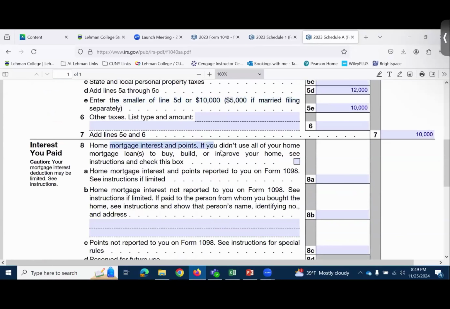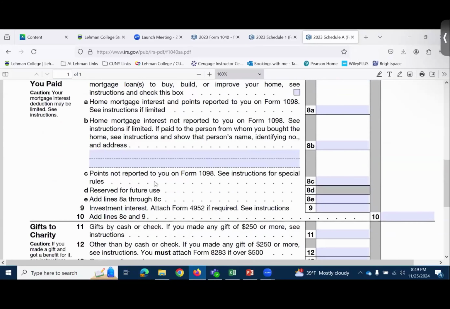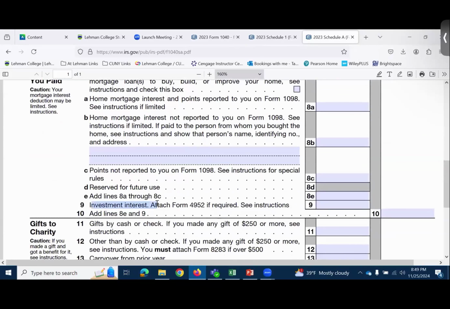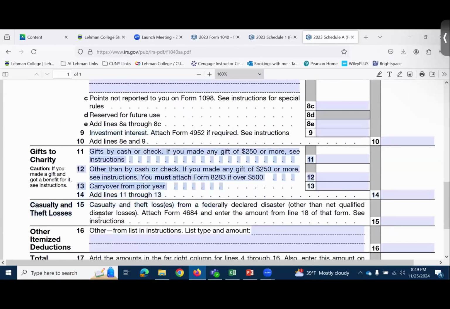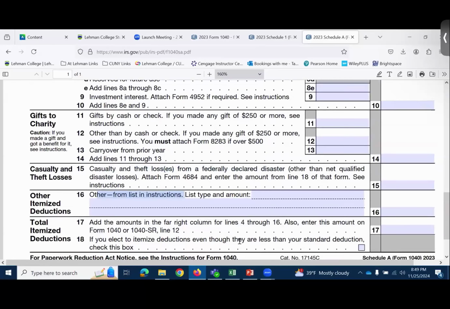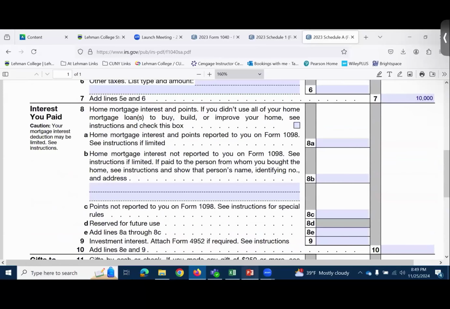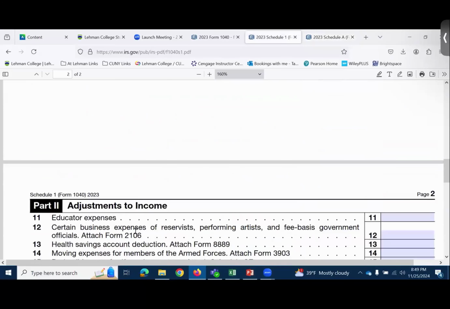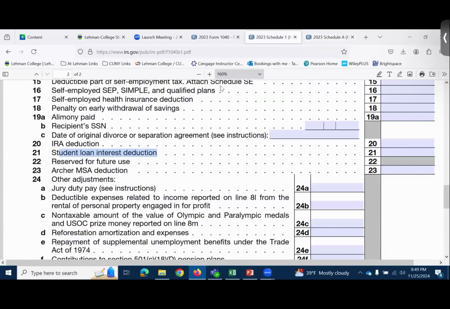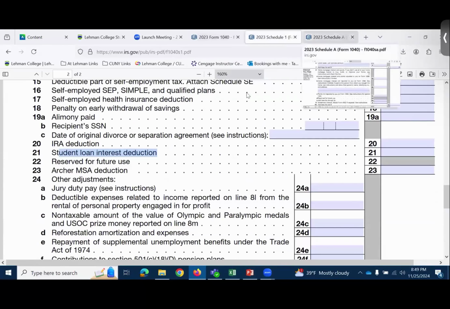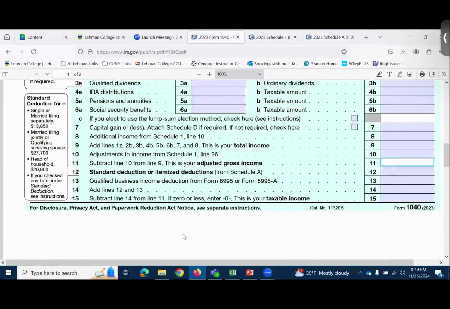Interest, if you buy a house and you get a mortgage and you pay interest and points, I'll go over what those are. Investment interest, we're going to talk about that, and then we're going to talk about charity. Casualty and theft losses for a federally declared disaster, we did in a different chapter. And these other itemized deductions, there are none really, because they were taken away between 2018 and 2025. That's what this chapter is about: the difference between personal deductions that are above the line, basically on Schedule 1, and below the line, basically Schedule A. And there are some exceptions.